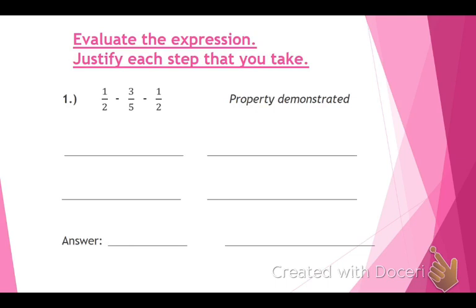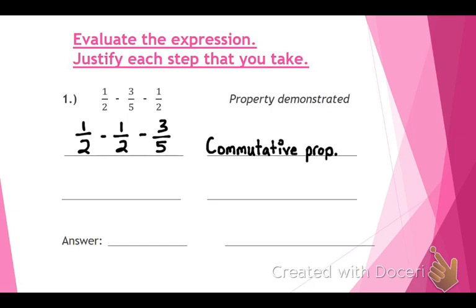You can switch around the 3/5 and the 1/2, so 1/2 minus 1/2 minus 2/5. Now be the commutative property of addition. You are correct, okay? Commutative property of addition, because commutative property tells us that I can switch around the order and it will not change the answer, okay? How many of you would say that you got that first step correct? Great job, okay? You switched around the order.